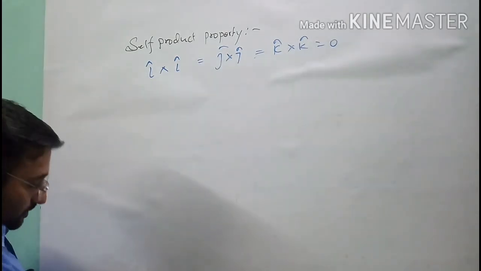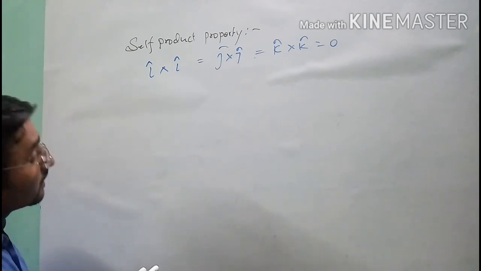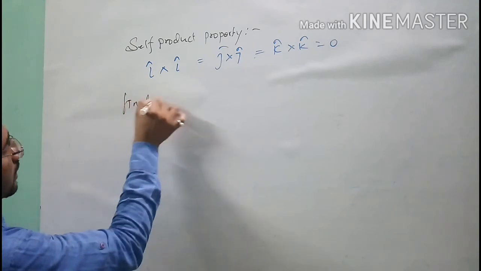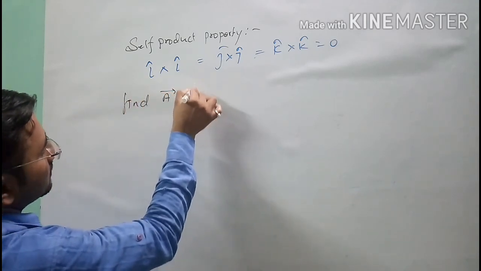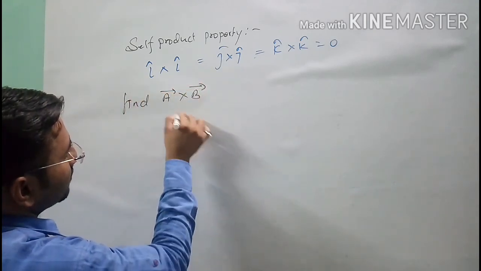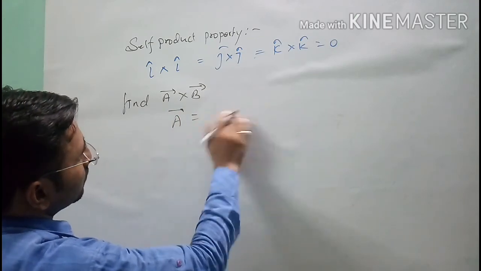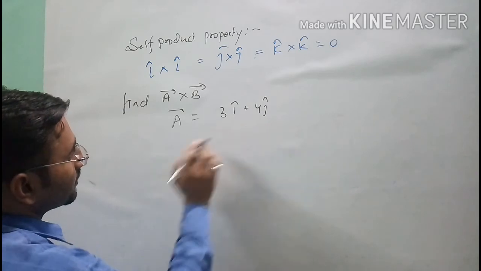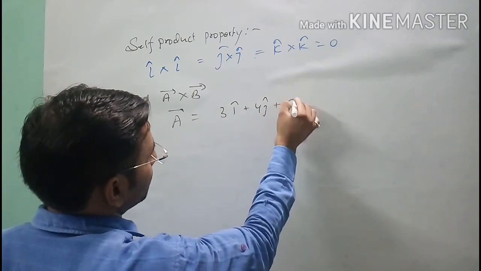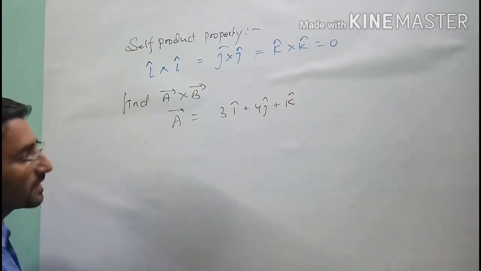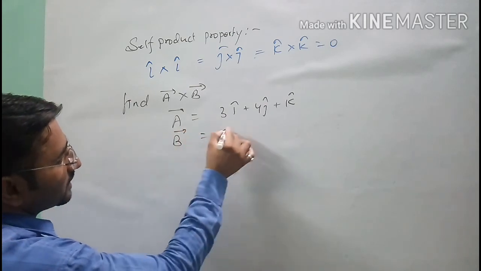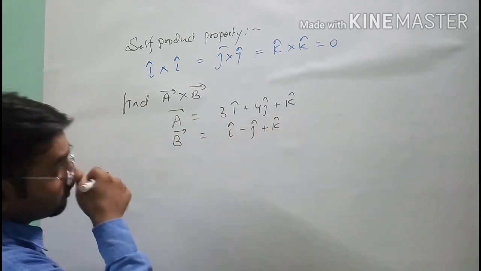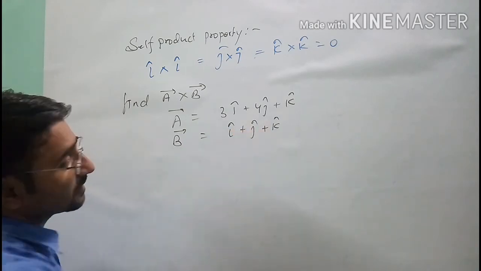So see students, suppose I want to find the cross product of two vectors, and for that I have given vector A which is equal to, suppose, 3i cap, 4j cap and k cap. Listen carefully. B is equal to i minus j plus k. Clear? Okay, I will take a simple formula here.